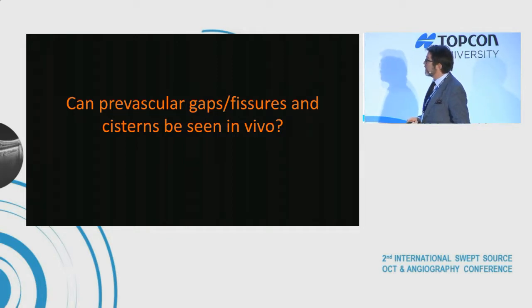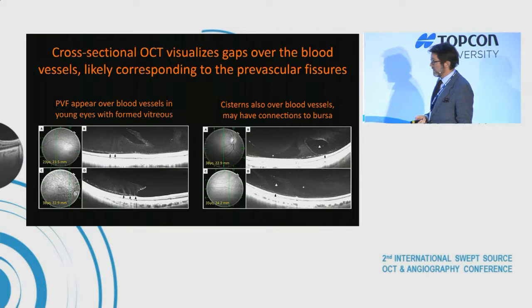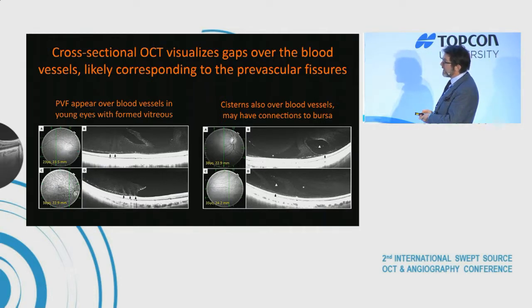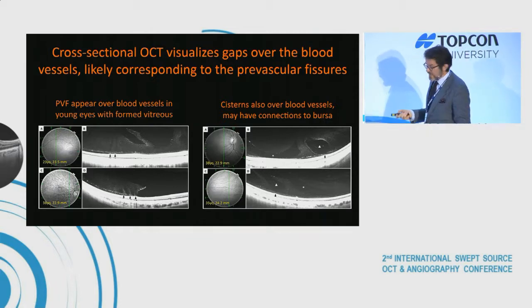Can those be seen in vivo? And again, this is a study with the Atlantis, and what we found on cross-sectional OCT is that we could actually visualize these gaps. So you can see these prevascular vitreous gaps or fissures in young eyes with relatively intact vitreous overlying the blood vessels as these hyporeflective lines going into the vitreous. In tendentially older eyes and also eyes with higher axial length, here you see the bursa, you can see these larger spaces, which we think correspond to the cisterns, again overlying the blood vessels. Later in the context of vitreous degeneration, they seem to connect to other larger spaces, in this case the premacular bursa.